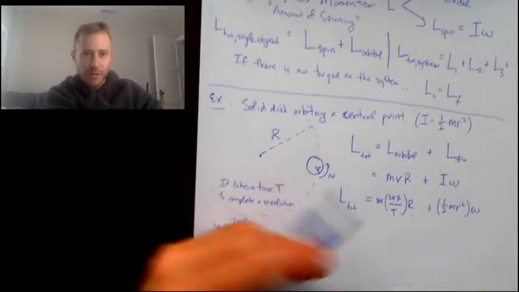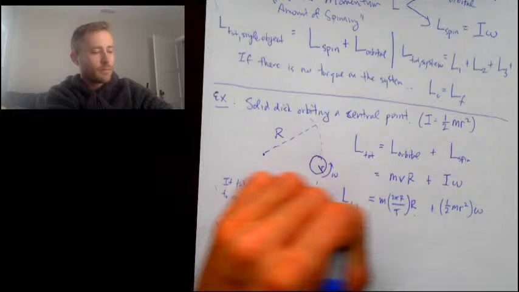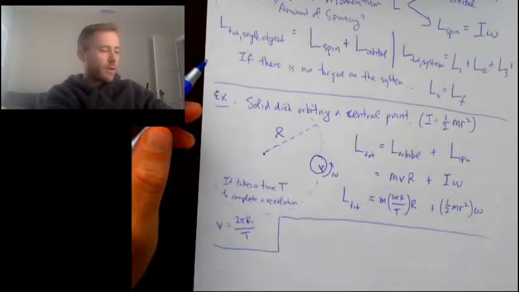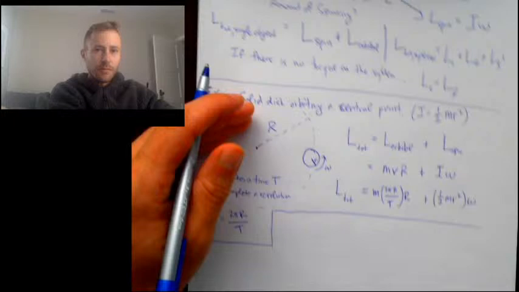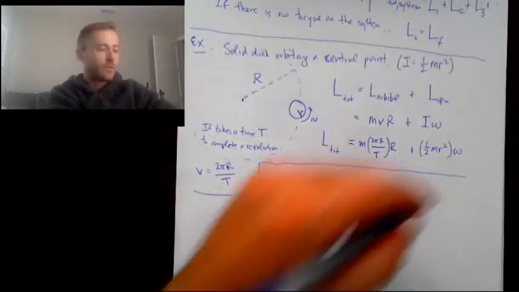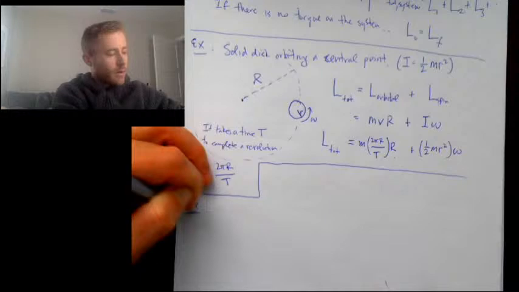So I wanted to do an example of showing how that works. The next example I want to do is a figure skater.